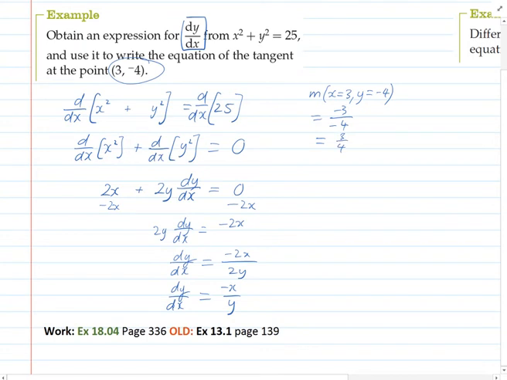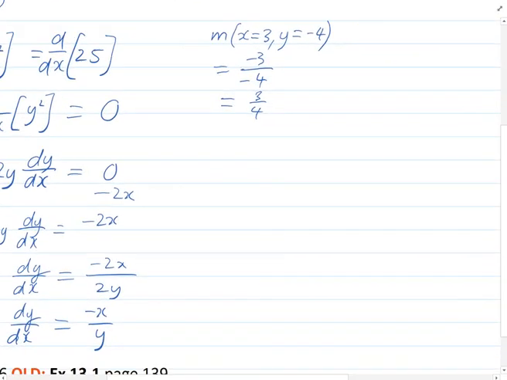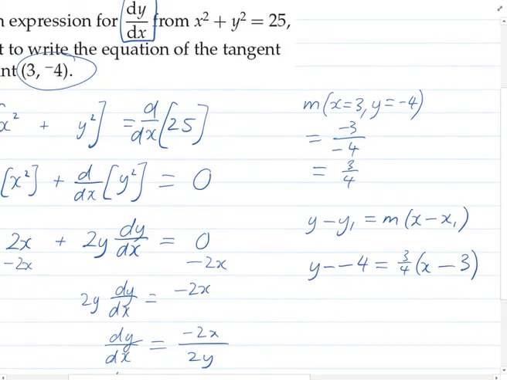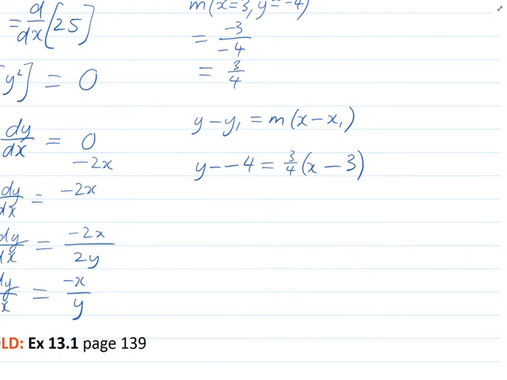So now that we have the gradient and we've got our point, we're going to use the gradient point equation: y minus y1 equals m times x minus x1. So we have y minus negative 4 equals 3 over 4 times x minus 3. Just check that I've got the right points. Yep. And so that's y plus 4 equals 3 over 4x minus 9 over 4.